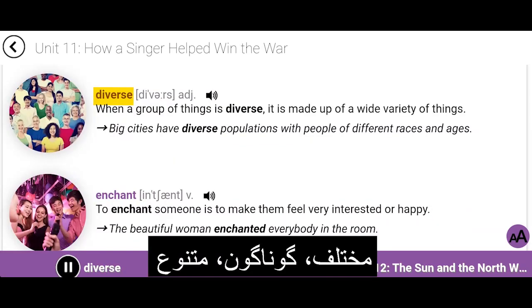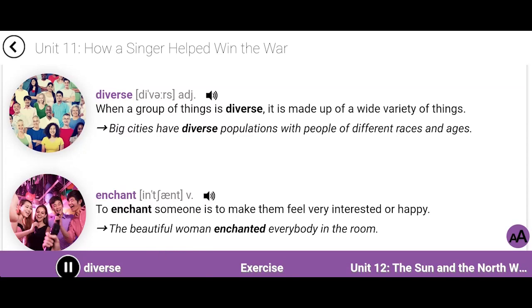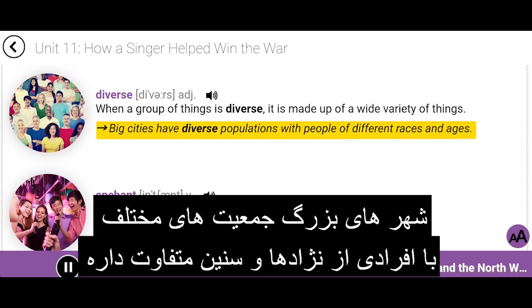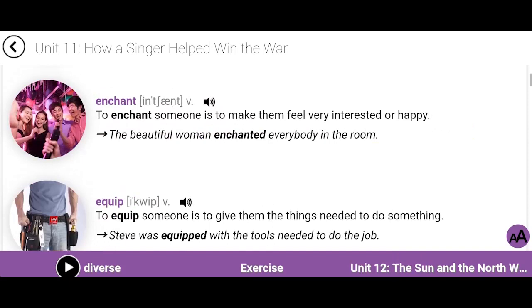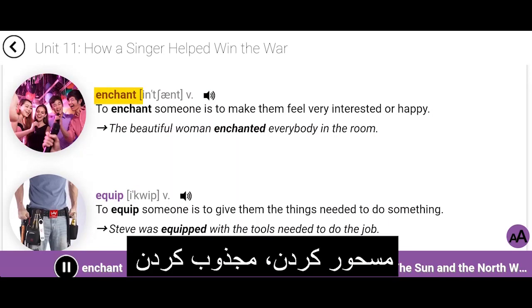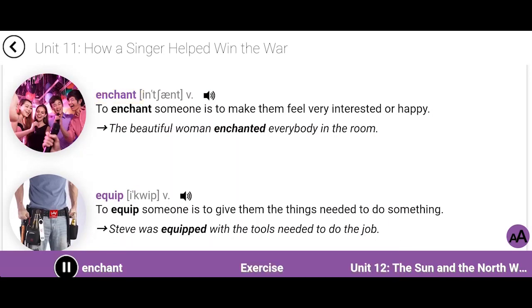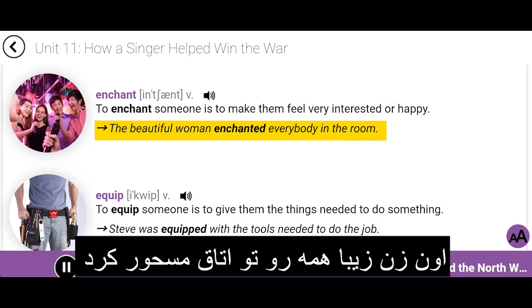Diverse. When a group of things is diverse, it is made up of a wide variety of things. Big cities have diverse populations with people of different races and ages. Enchant. To enchant someone is to make them feel very interested or happy. The beautiful woman enchanted everybody in the room.